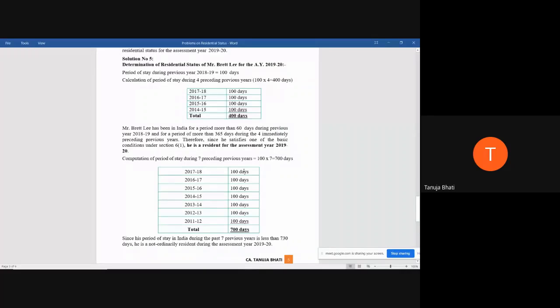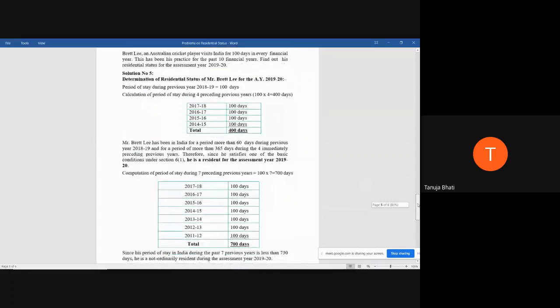Our next step is to just check whether he is a ROR or RNOR. How do we check that? For that, we have 2 additional conditions. What are the 2 additional conditions? The first condition is he should be a resident for a period of any 2 years out of 10 years immediately preceding the relevant previous year.